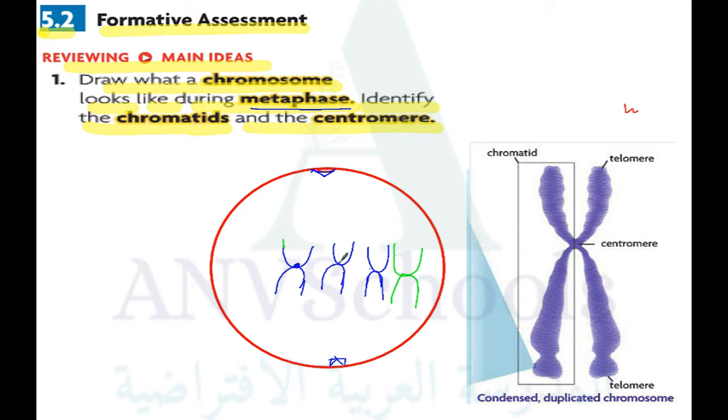This point here is what we are calling the centromere. Then chromatids. Actually, this is a chromatid. So this is a chromatid here.